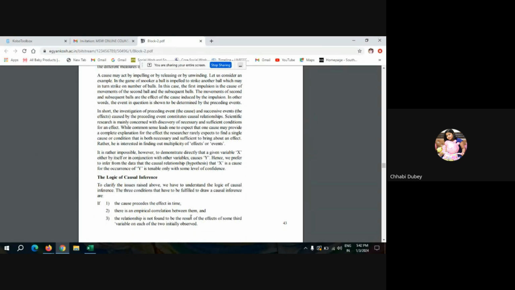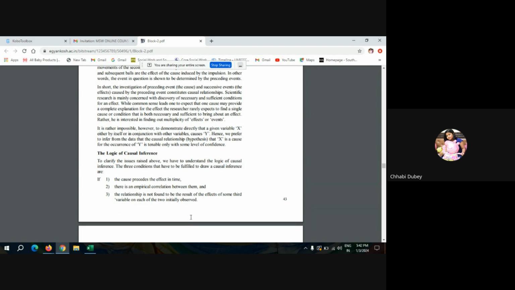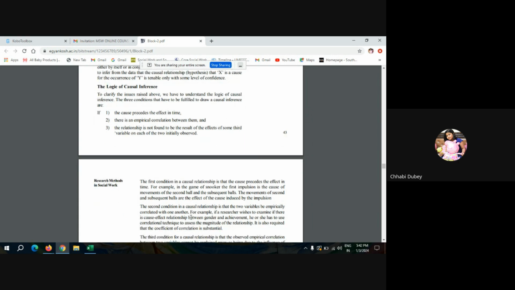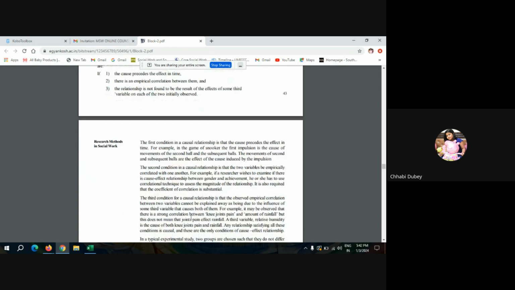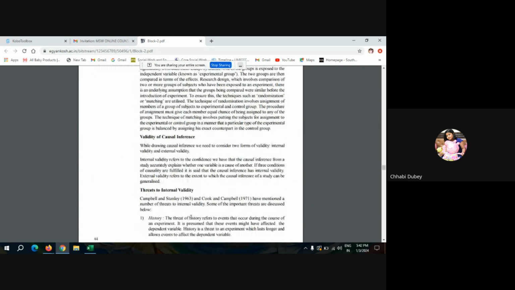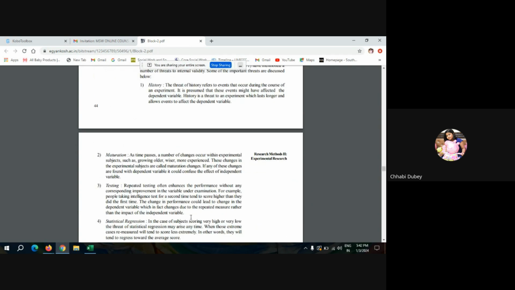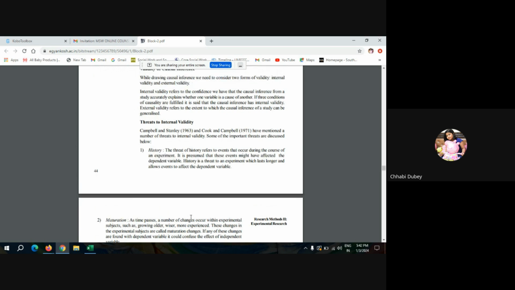So we will find that this is something which has already been given earlier. We have the logic of causal inference, which we have already seen when we were referring to the previous section in the first unit, where we were studying the research design, experimental research design. So we will skip this part. We have also done this, we have also read this. Of course. Now we will start with the threats to internal validity.